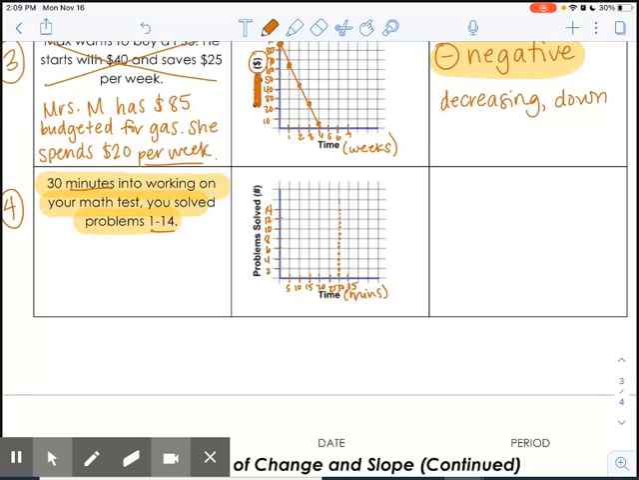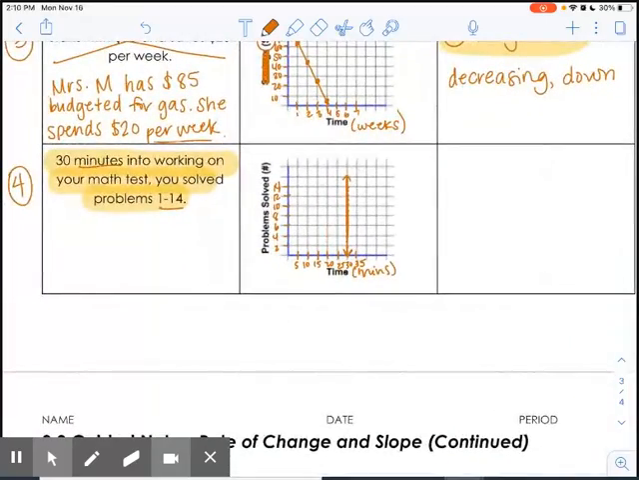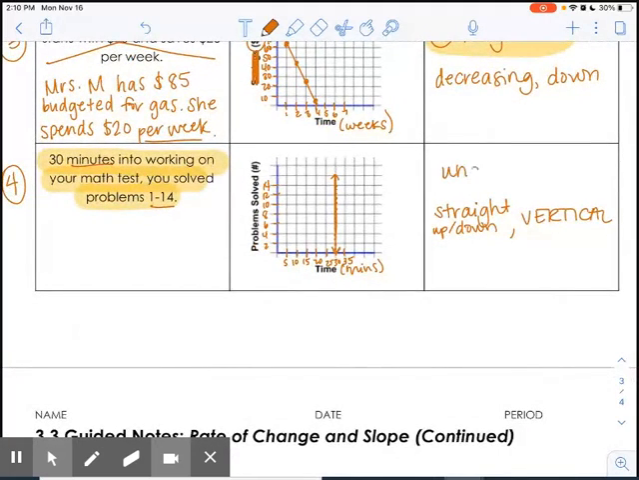So here's our line, if we connect those dots. All right. So this line here, how could we describe this line? What's it look like? What's its direction? Okay, straight up and down. The vocab word for that is vertical. Yep, this is a vertical line. It's straight up and down. And the slope of this line is called undefined.